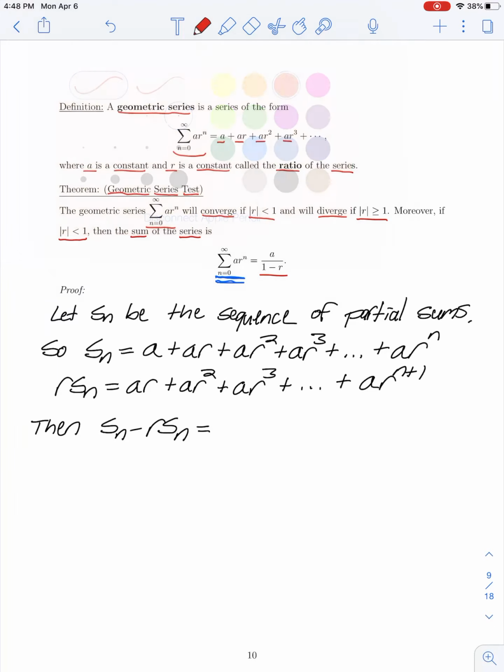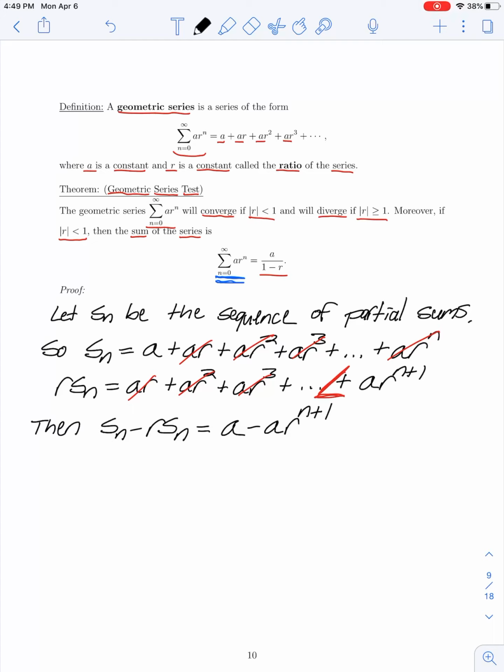Most of our terms are going to cancel. Taking the difference in these two equations, we see that our a times r cancels, a times r squared, a times r cubed, and so on, up through a times r to the n, which will cancel with the a times r to the n term that appears just before the a times r to the n plus 1 power. So the only terms that we're left with when we take this difference are a minus a times r to the n plus 1 power.